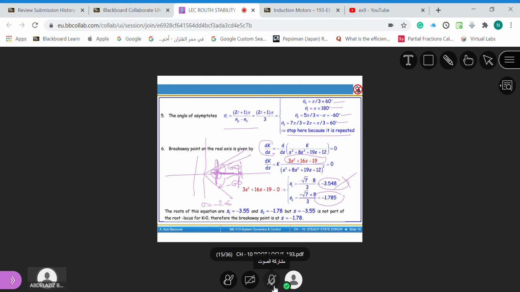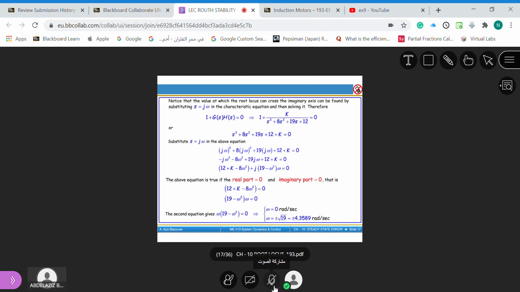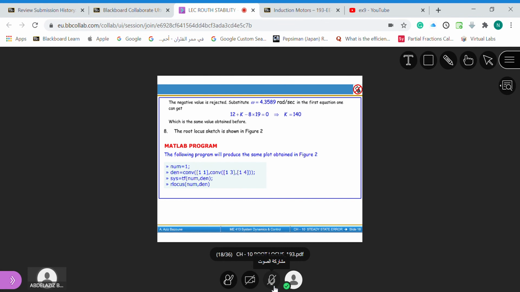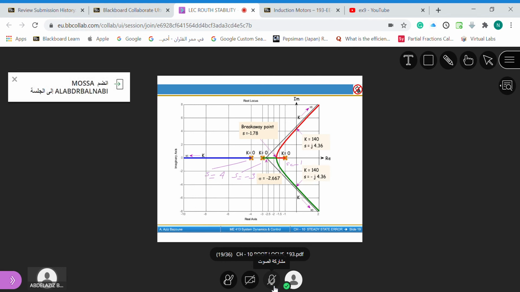Now, I will show you the root locus, what we did. This one. Here, S is equal to -1. This is what we found. Here, we found S is equal to -3, the poles. Here, S is equal to -4. We found S is equal to -2.667 here at this value.